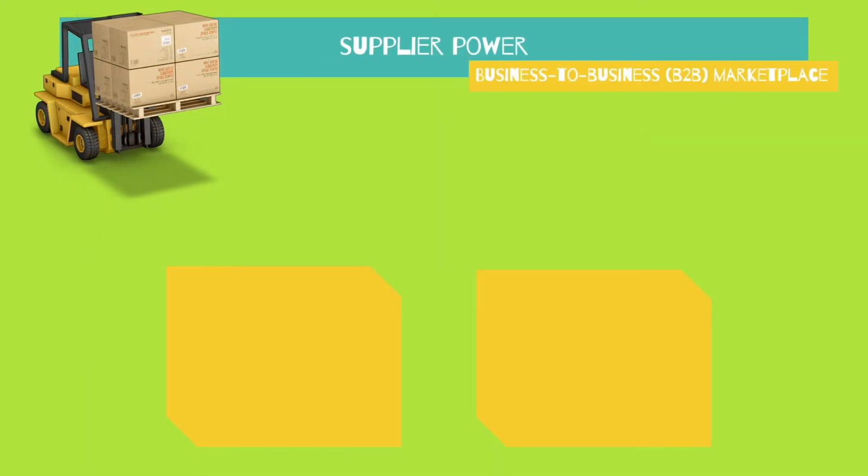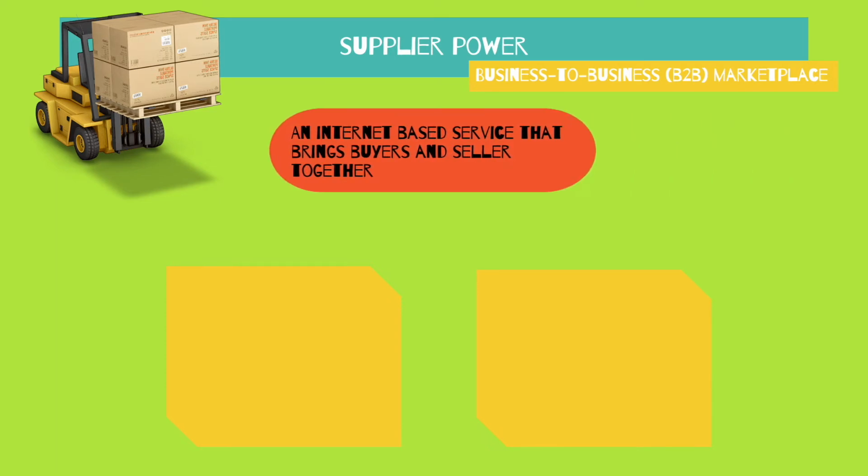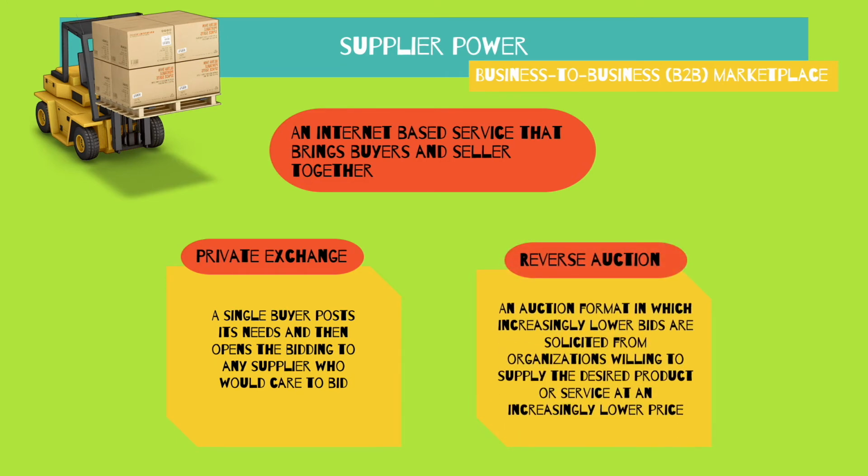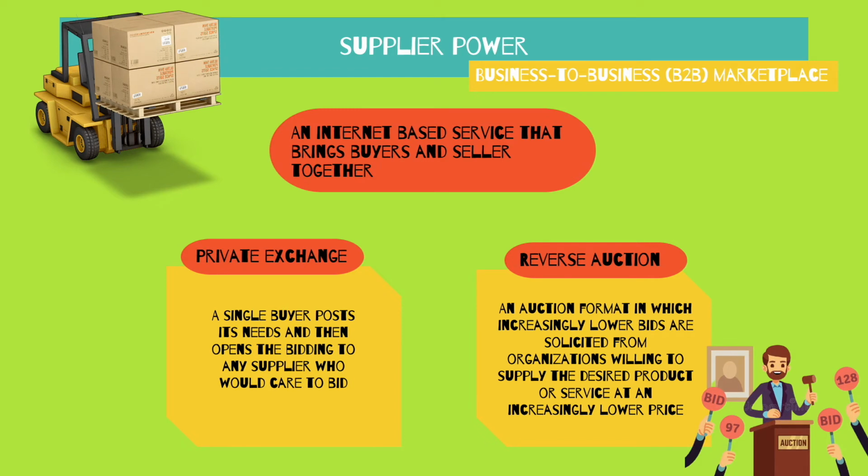There is another way to decrease supplier power, which is through B2B marketplaces. B2B marketplaces are business-to-business marketplaces, which are internet-based services that bring together many buyers and sellers. There are 2 types of B2B marketplaces, which are private exchange and reverse auction.